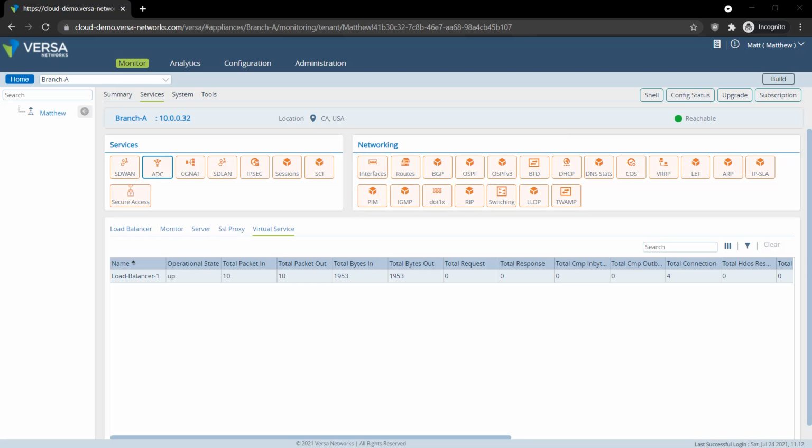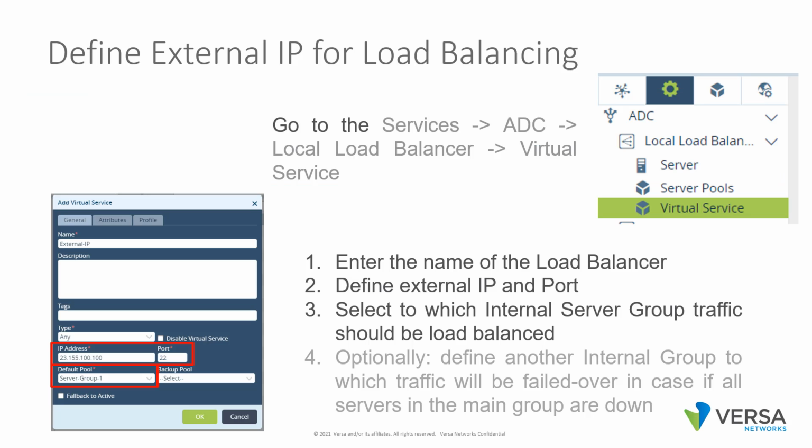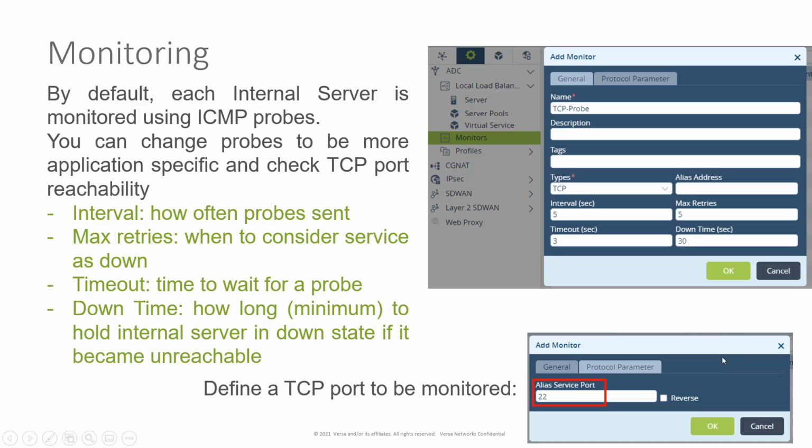Now, what I told you previously about the monitoring: each of the internal servers is by default monitored by ICMP probes. So if, for example, a service like SSH or web service is down on that server, but we are still monitoring only ICMP, we'll never find out whether the service is actually down or not. So if we want to monitor not only the reachability of the internal server, but the reachability of a certain service on it, like a TCP port, we can enable a special monitoring service in the configuration of the ADC. Let's see how to do this.